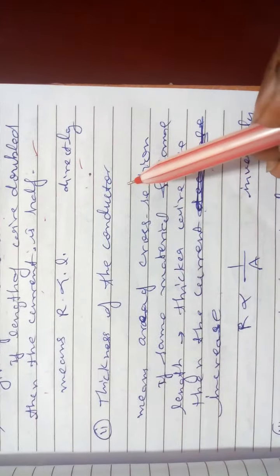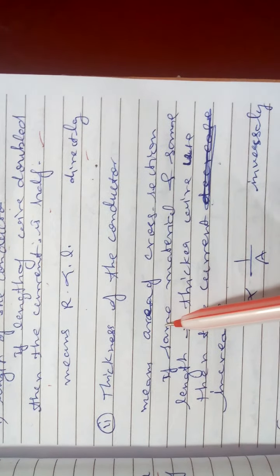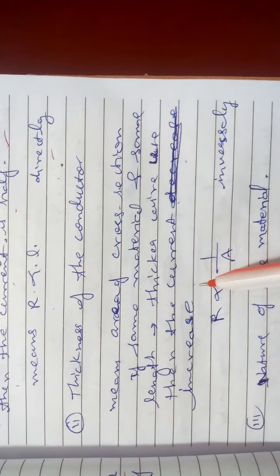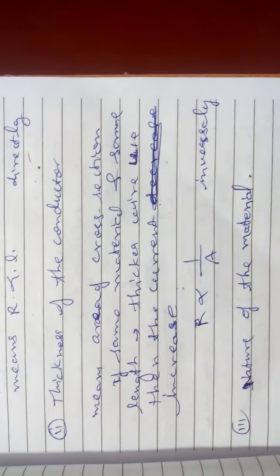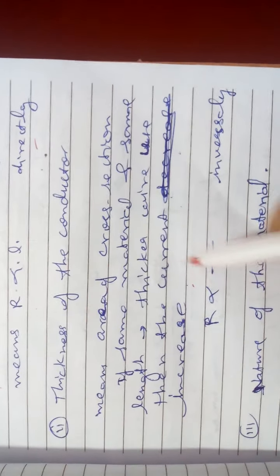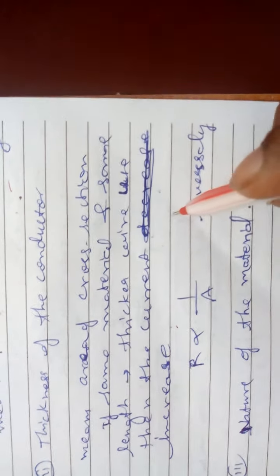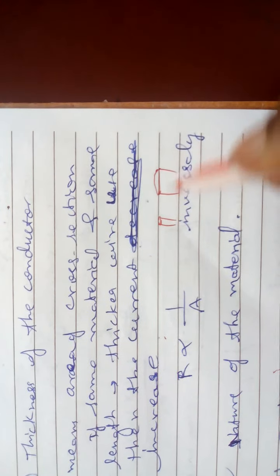Second, the thickness of the conductor. When we take a thicker wire in place of the present wire, at the same temperature, same voltage and same material, the current will increase. Current is increasing means the resistance is reduced, otherwise resistance stops the current. So this is inversely proportional, opposite. Thickness means area of cross section. When the wire was this and now the wire is this, you are increasing the thickness.